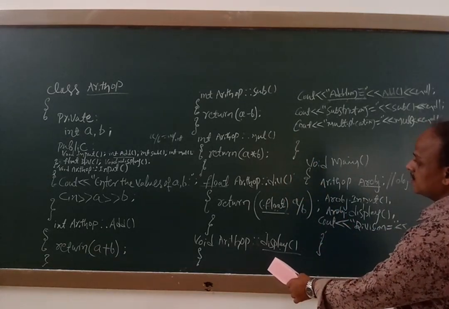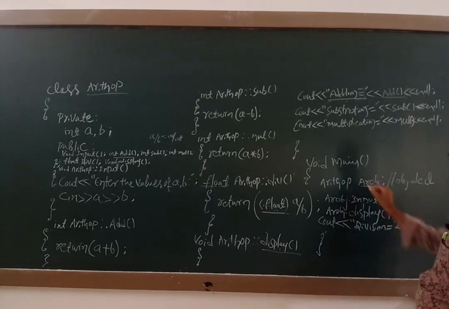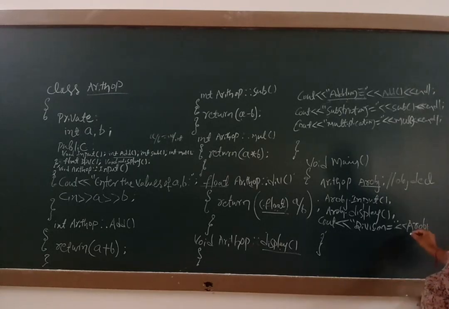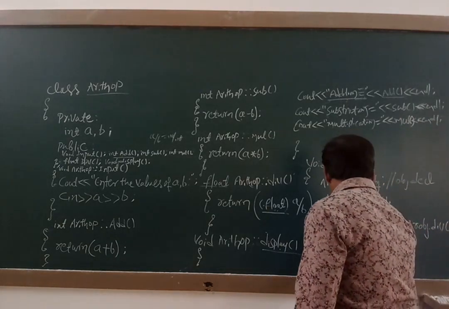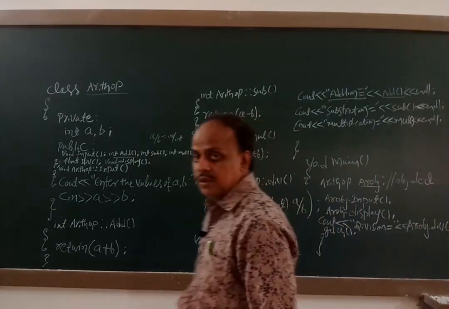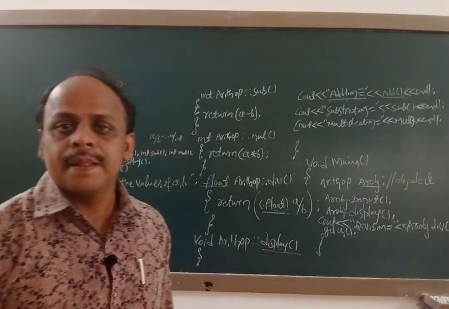Therefore, for division is equal to, you write the name of the object. The name of the object is AROBJ, arithmetical object, right? AROBJ dot div function. Like this, get, close.